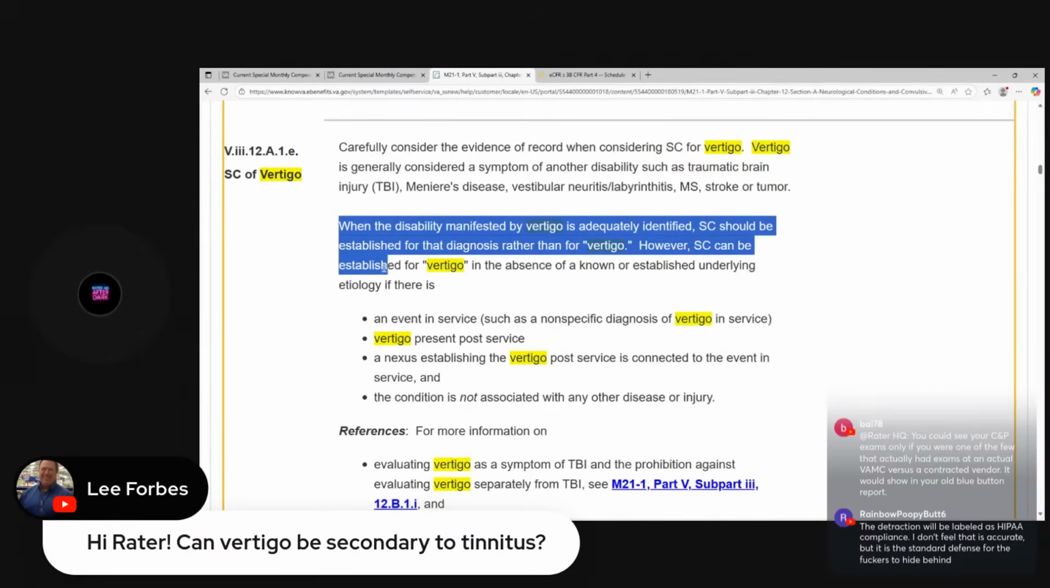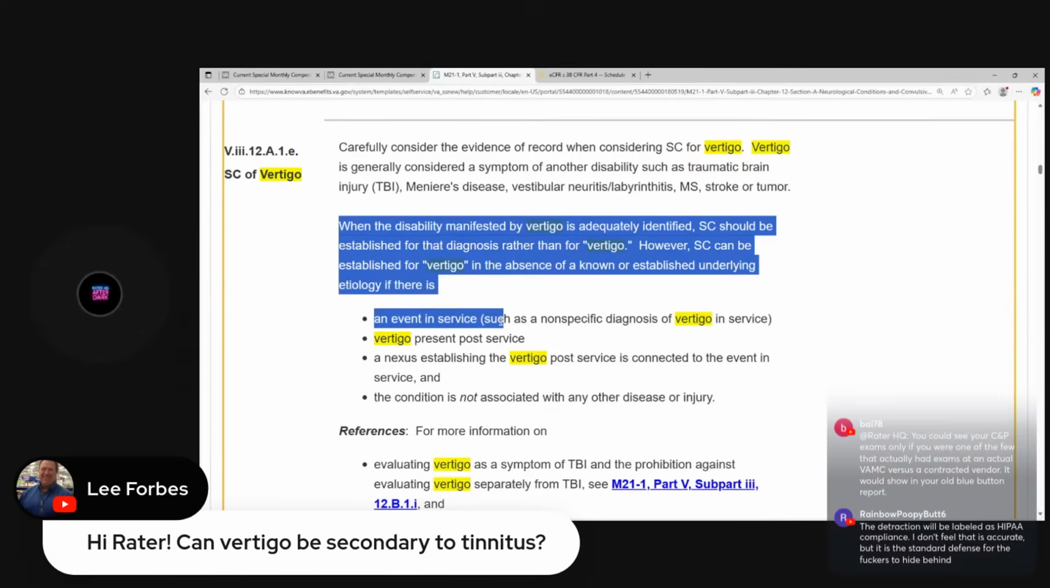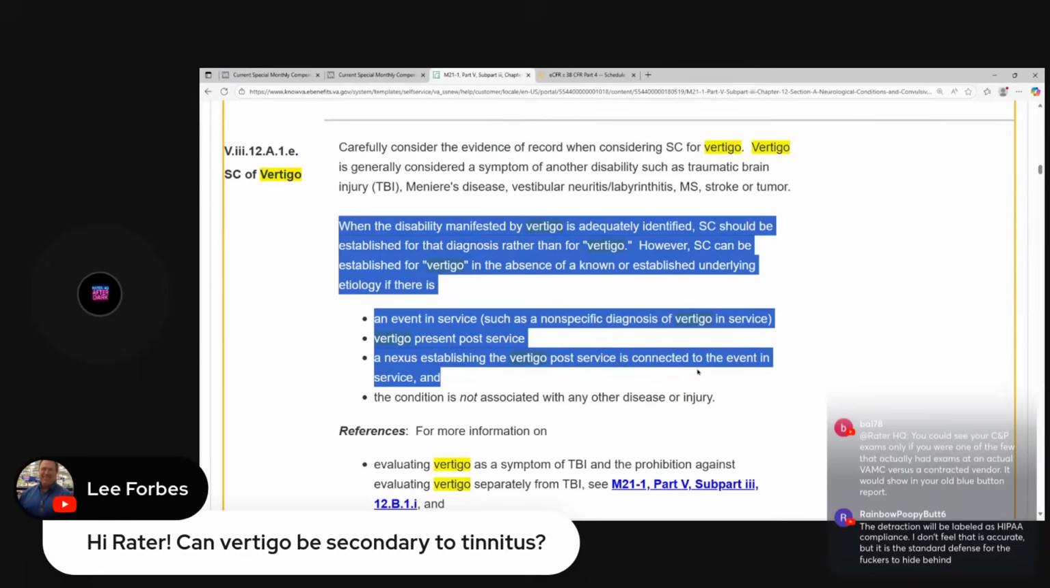However, service connection can be established for vertigo in the absence of a known or established underlying etiology. That means cause. If there is an event in service, a nexus saying that the vertigo was exclusively caused by service, and the condition is not associated with any other disease or injury, that's how you can get vertigo service connected.